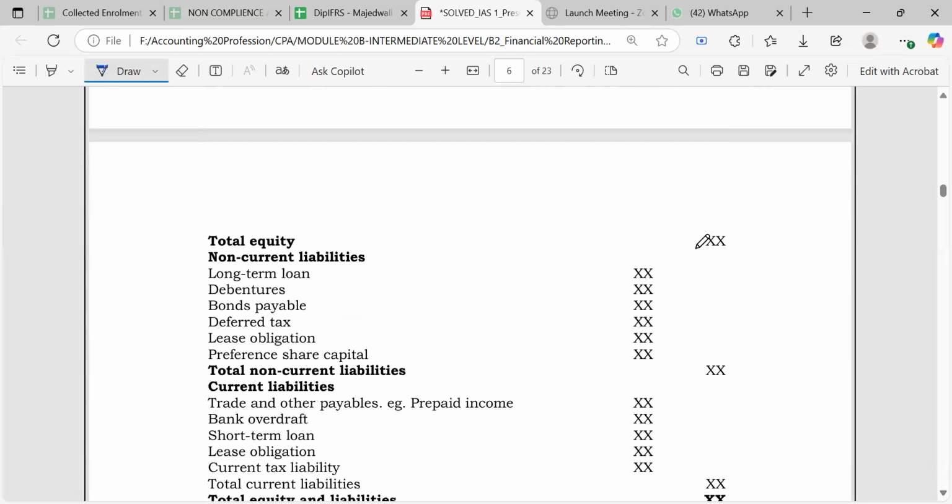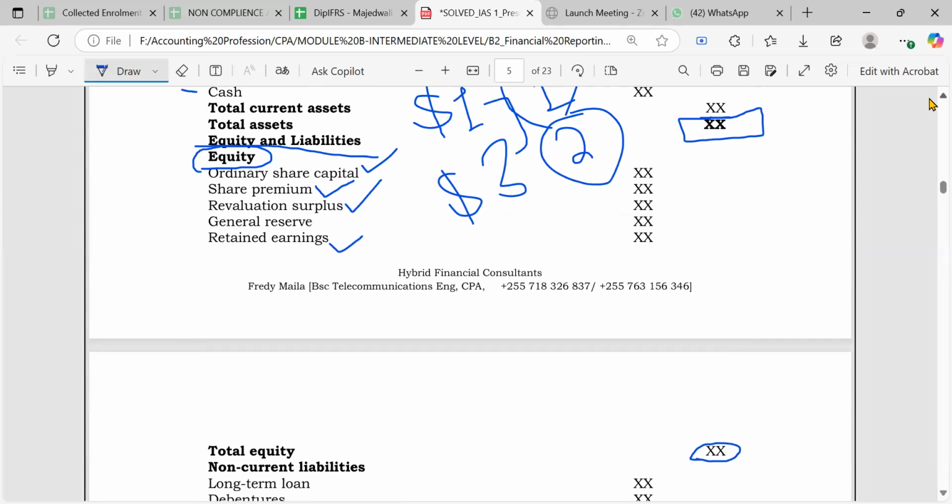Revaluation surplus amounts are the gains that we get in the revaluation. Which gains are you speaking of here? These are other comprehensive income gains. Whatever goes to other comprehensive income in the form of revaluation will go to revaluation surplus, also called revaluation reserve. Yes, that's the same.